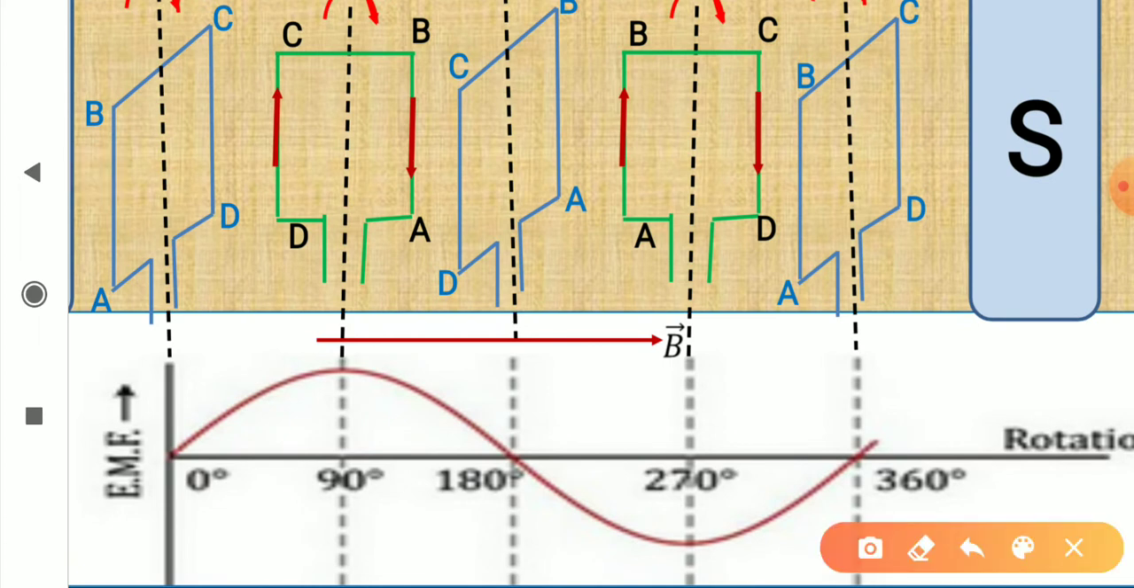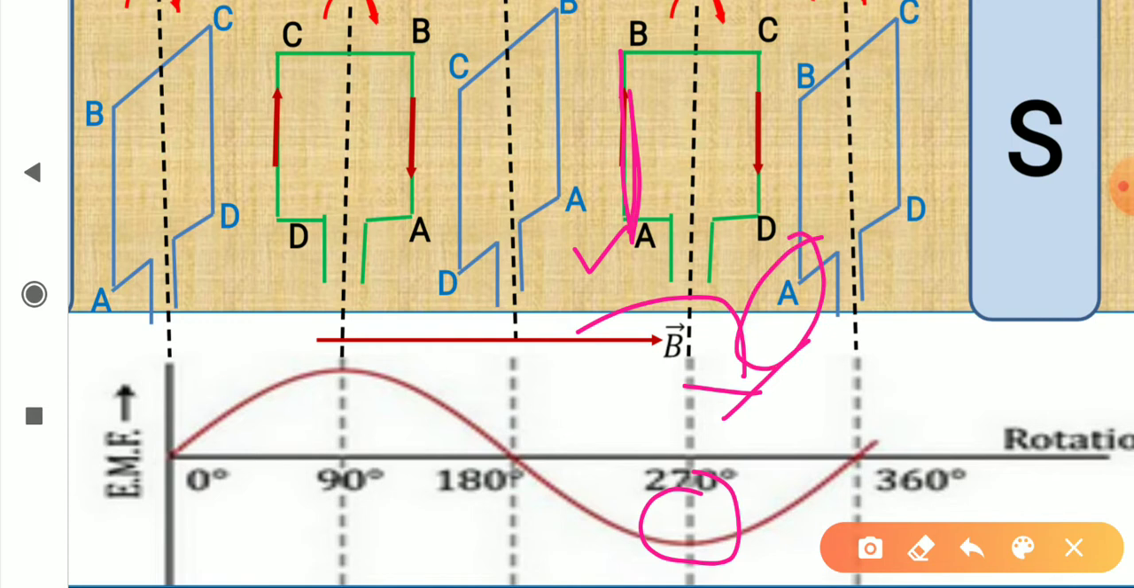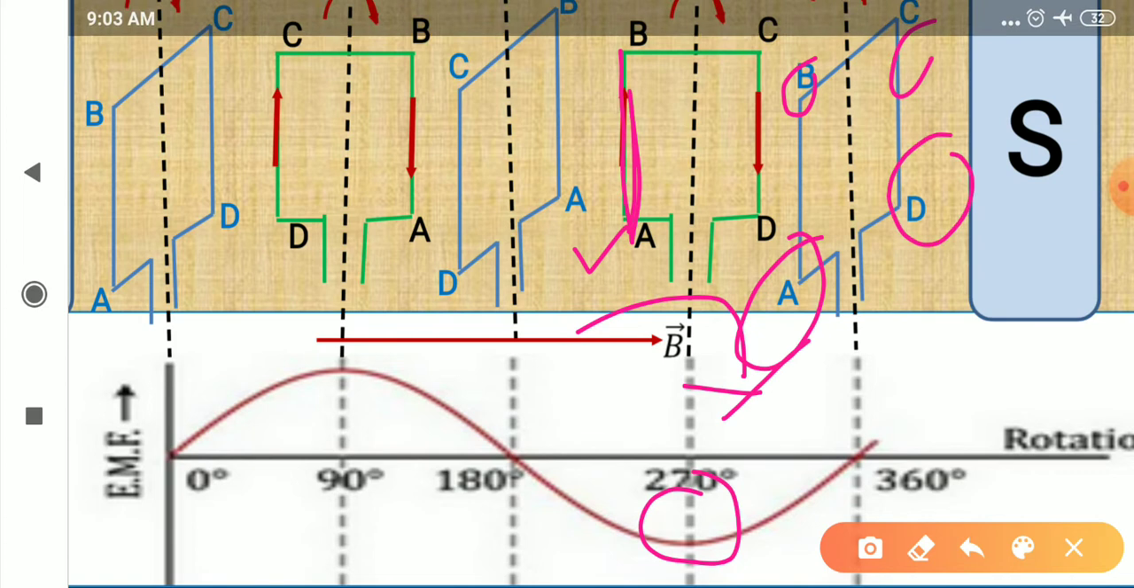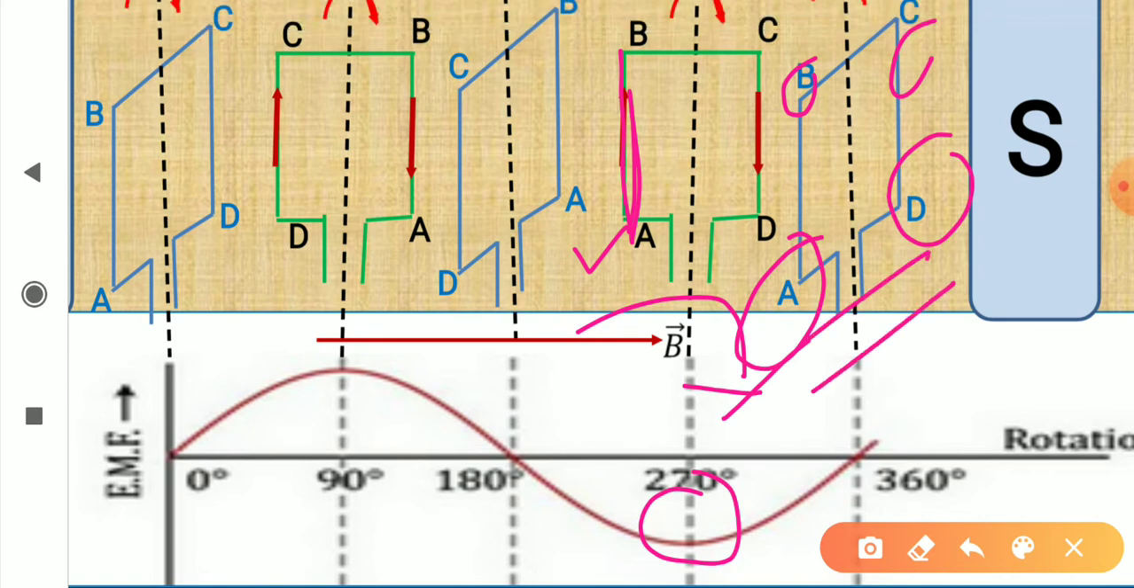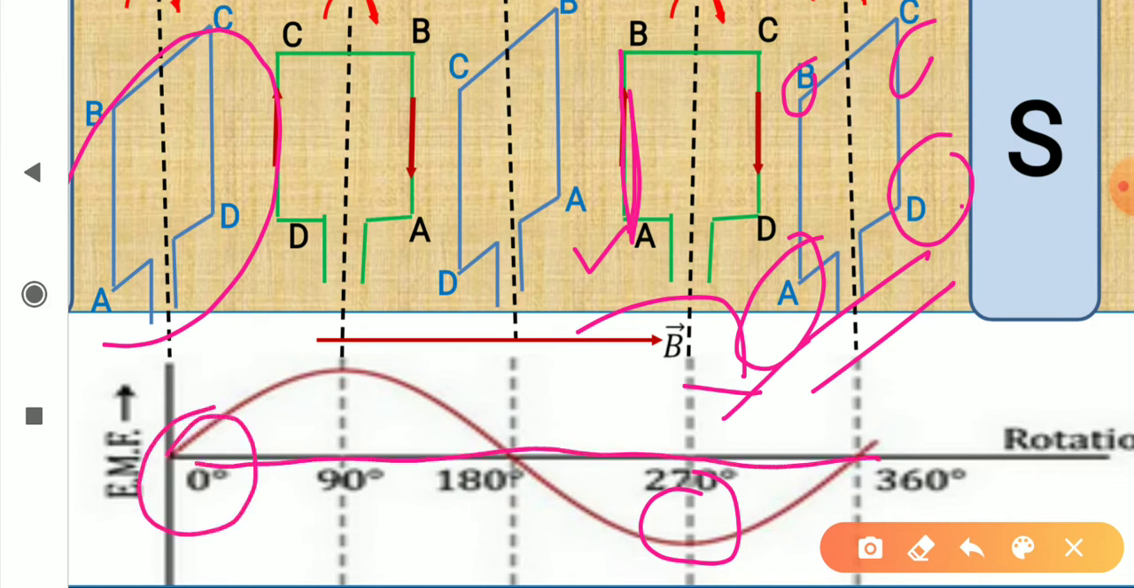Now after this position, maximum EMF or current in opposite direction, it is further rotated, and now the AB side, which was flat in the plane of paper, has come up. AB is there and DC has gone down like this only, and in this situation the initial position is repeated, and we have taken a full rotation from 0 degree to 360 degree.